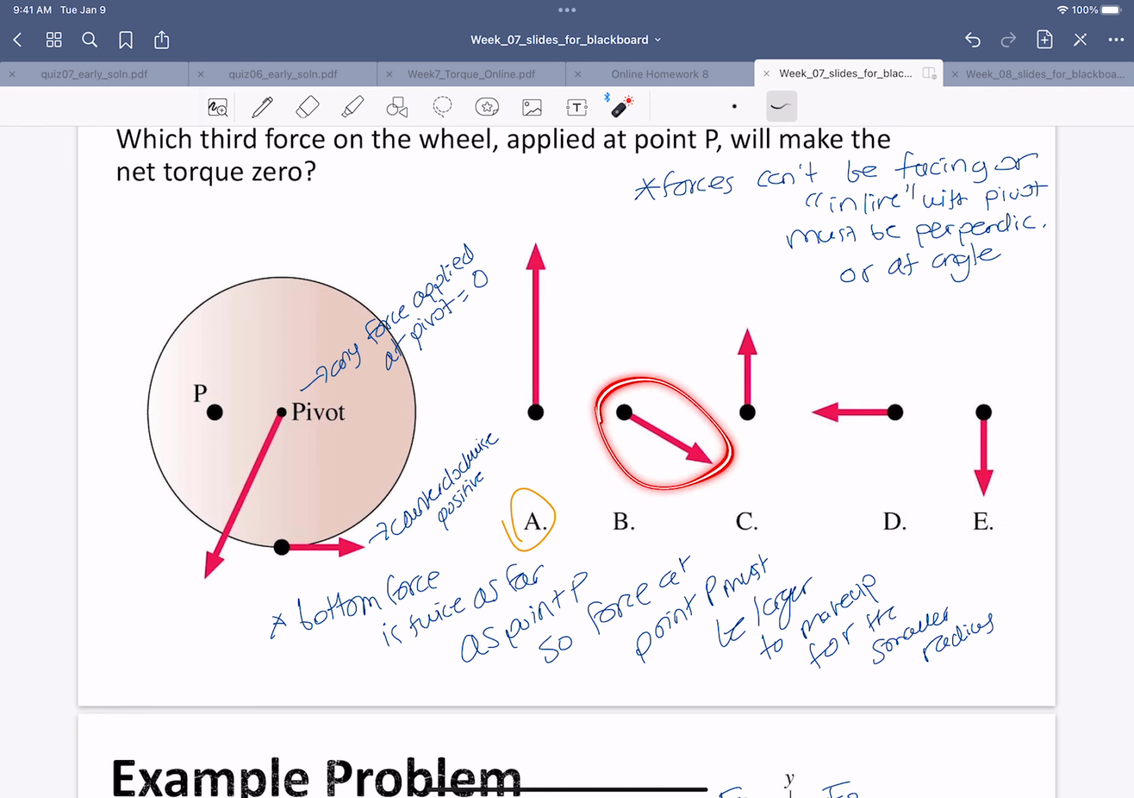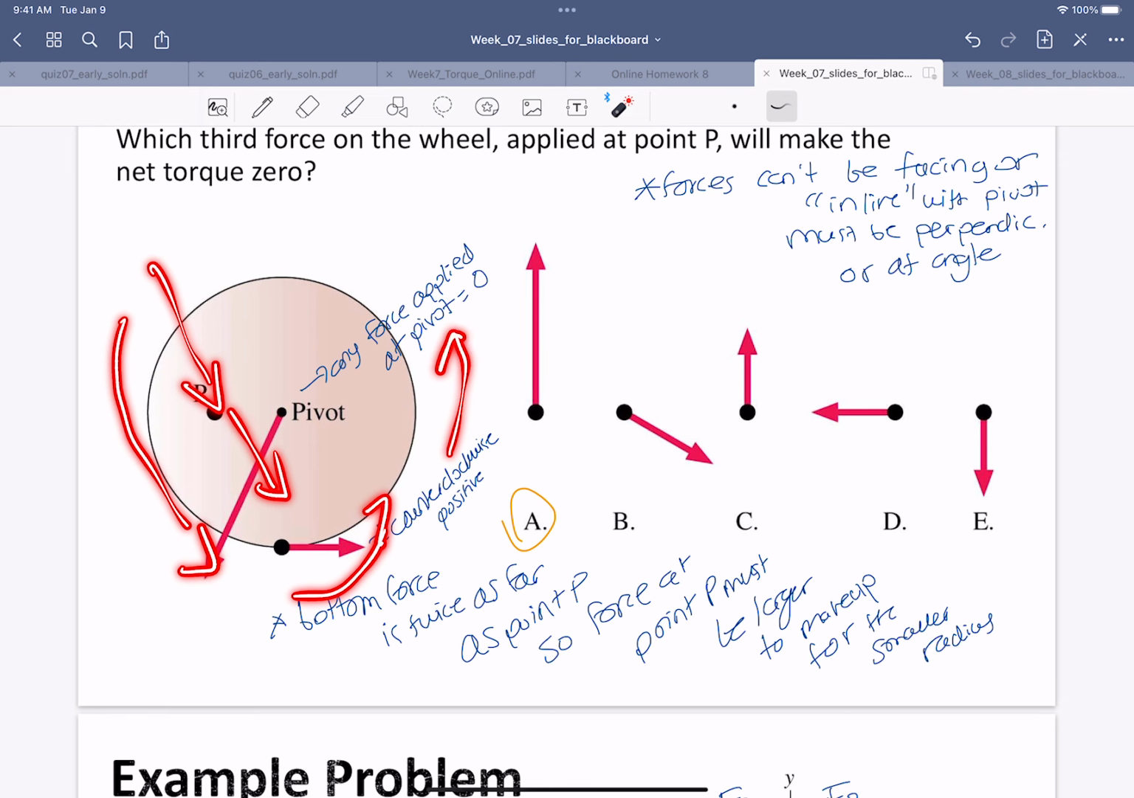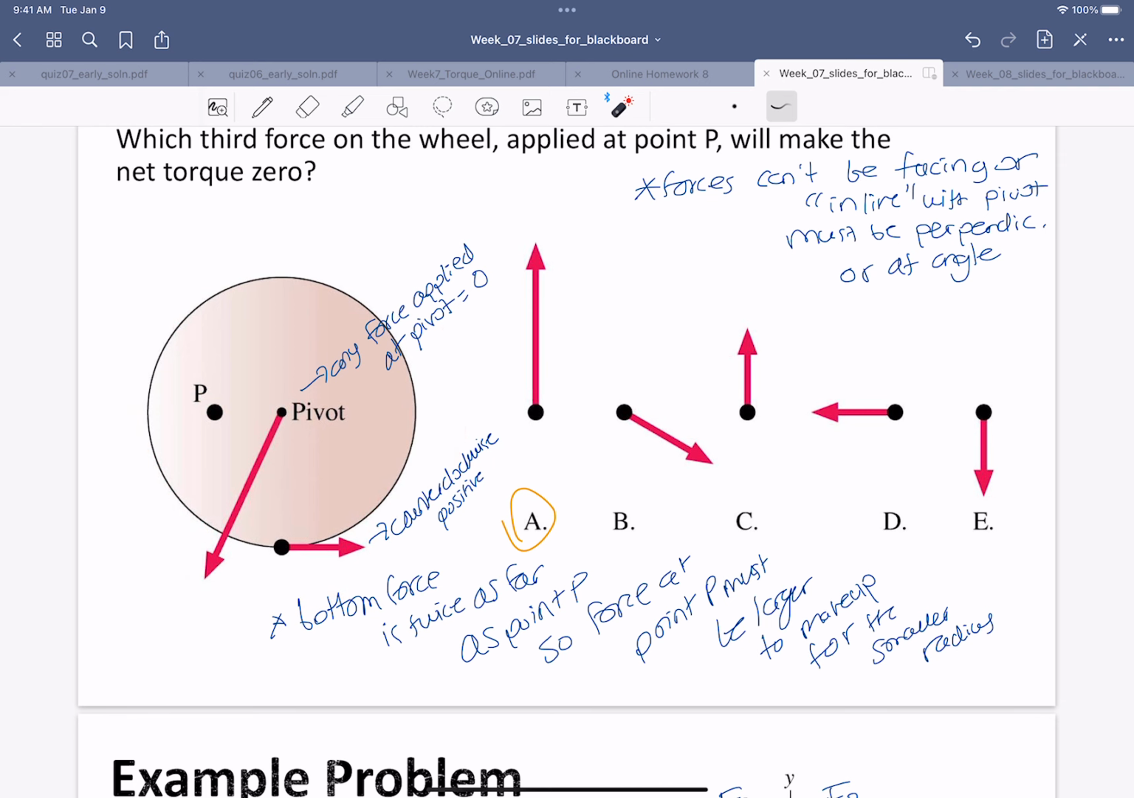So B, if we apply a force like this, is it going to be counterclockwise or clockwise? Counterclockwise, right? If we're pushing this way, it pushes the entire wheel like this. So it's counterclockwise, so we can eliminate B as well. So we're left with A or C. Well, they're both applying a clockwise direction, which is what we want. It's just that there's a difference in the magnitude of the force.